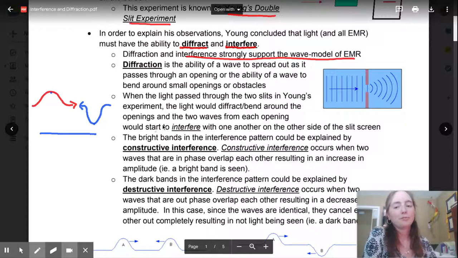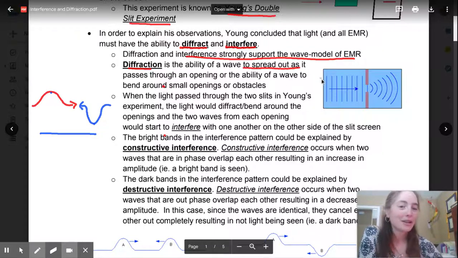Now, diffraction, ladies and gentlemen, is how a wave spreads out as it passes through an opening. Last year, we talked about how, if this slit was a gap in a wall or some rocks, and these were ocean waves, the ocean waves are going to curve like that. They're going to bend as they go through that gap. Well, light does this too.